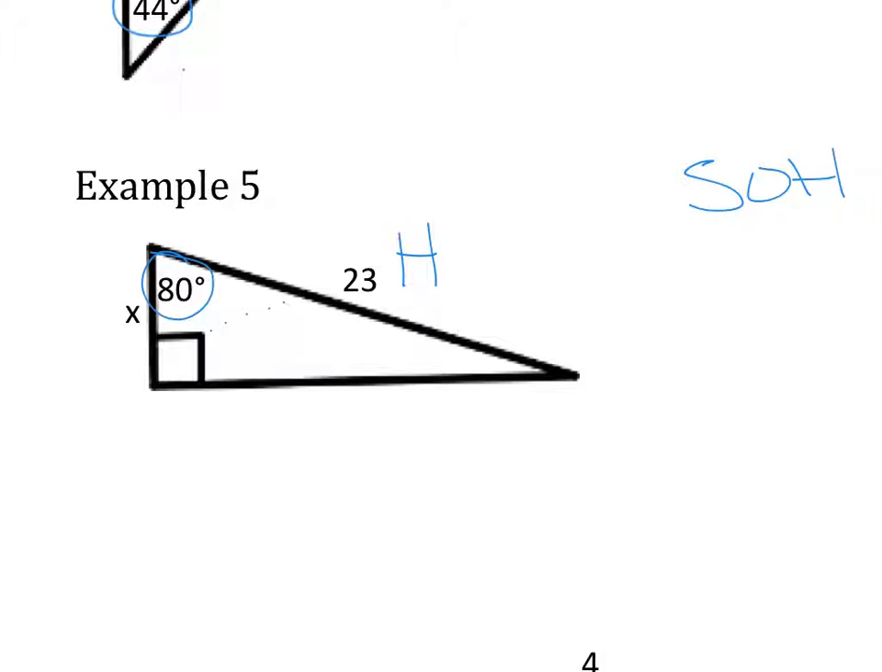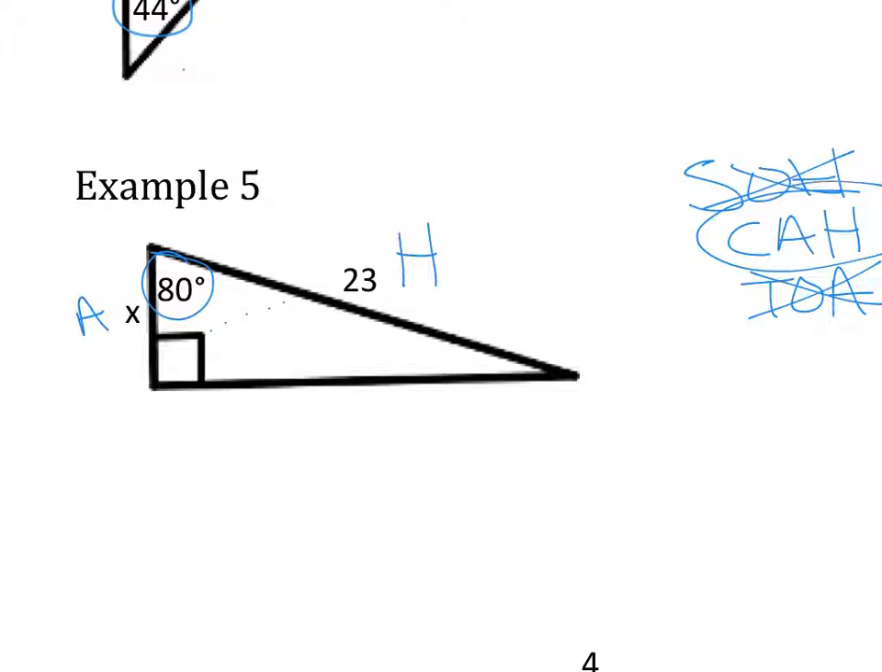So on my SOHCAHTOA here, if it doesn't have an H, I cross it out because I need to have an H. Then I look, the side that's unknown is adjacent to that 80 degrees. So if it doesn't have an A, I mark it out. So again, I know I'm using cosine. So cosine of 80 degrees equals adjacent x over hypotenuse 23.